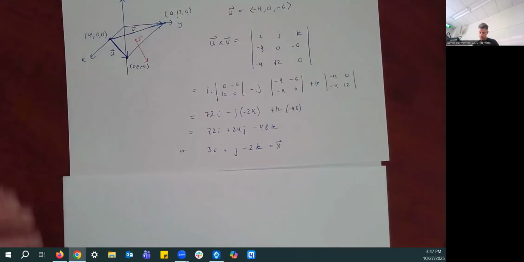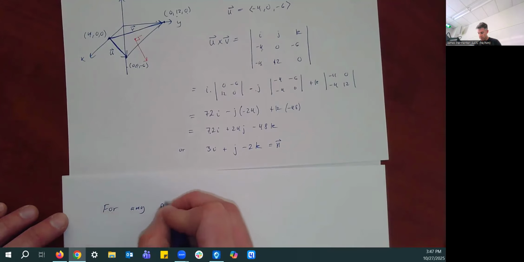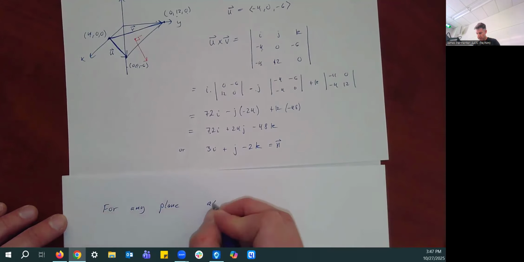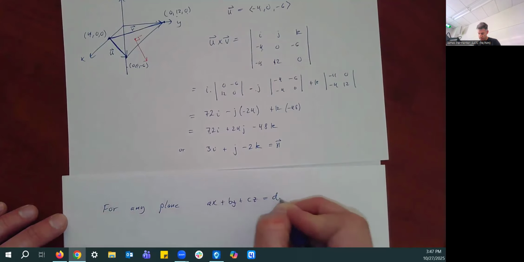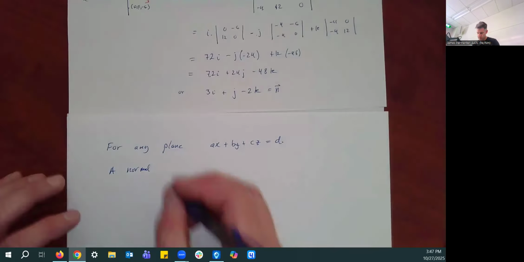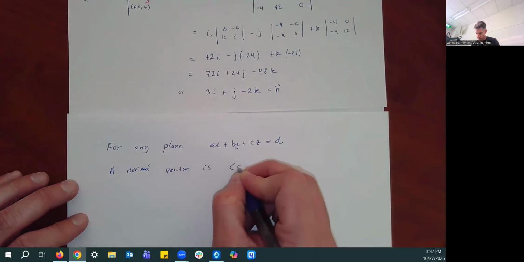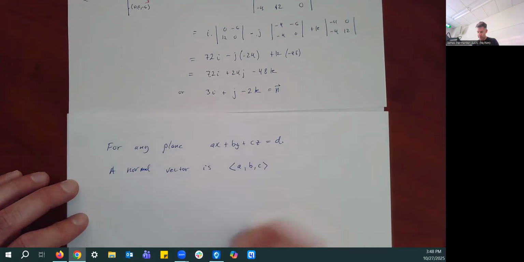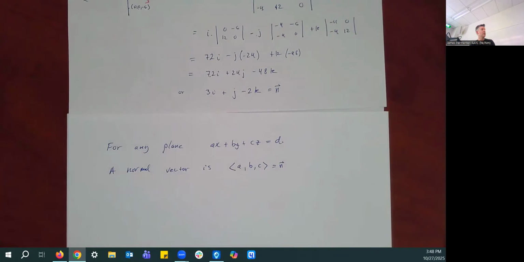So, for any plane ax plus by plus cz equal to d, a normal vector is the vector ABC, which is kind of cool.